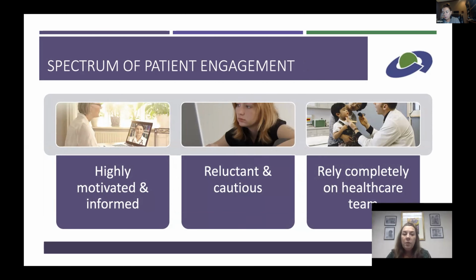That spectrum of patient engagement, again, we know that there are those very highly motivated, informed, educated patients, but we also know that the other extreme are those that feel completely lacking empowerment and rely solely on their healthcare team. A lot of the work that we do at Global Allergy and Airways Patient Platform is to help patients become that more motivated, informed, empowered patient, but recognizing where patients are on that spectrum and providing the appropriate level of engagement and support.